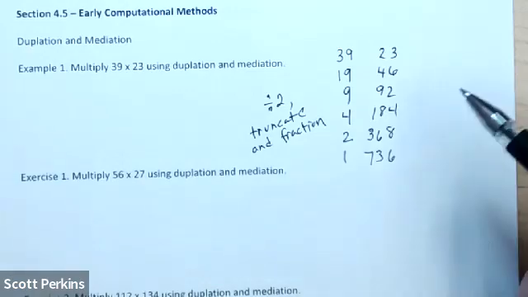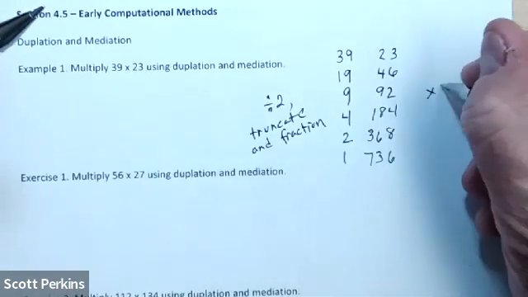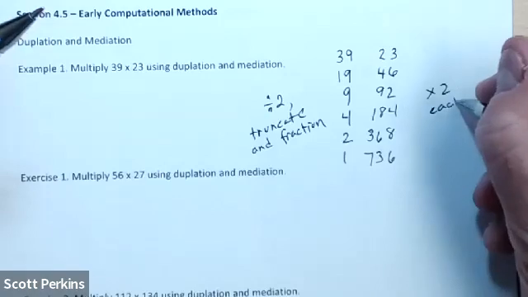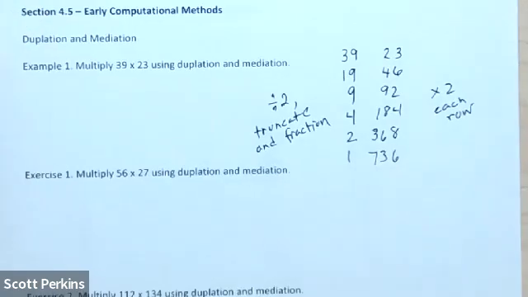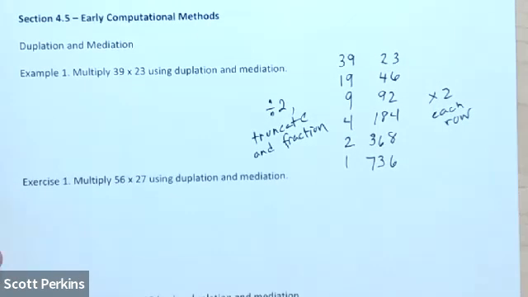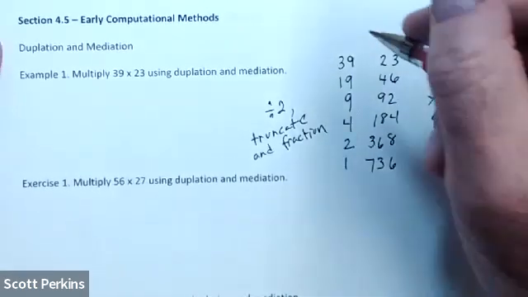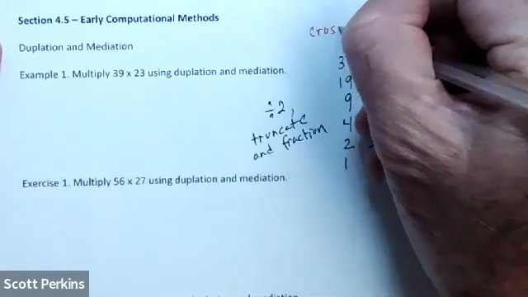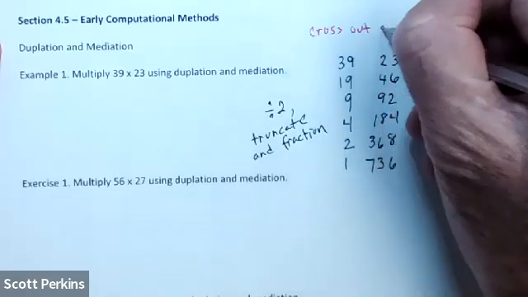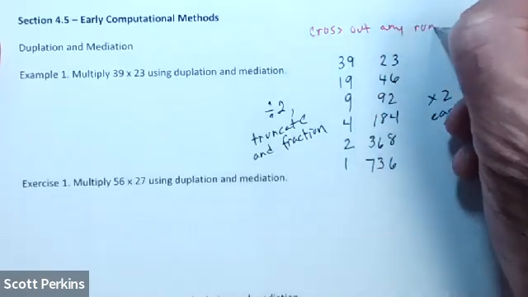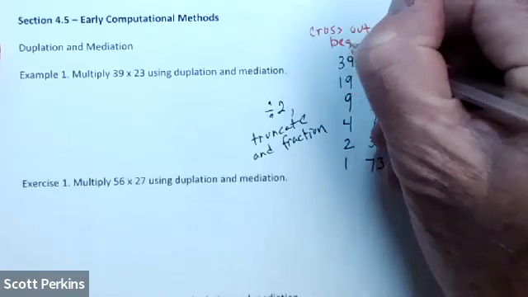Oh, let me write this down. On this side, I multiplied by 2 each time. Then what you're going to do is cross out any row that has an even number on the left. So we're going to cross out any row beginning with an even number.